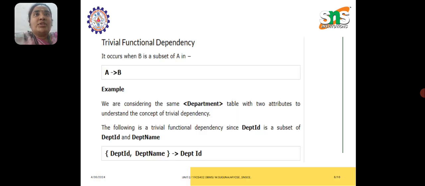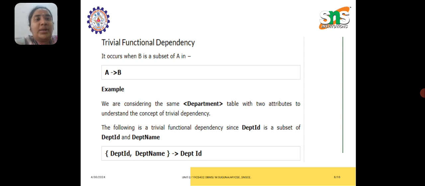A dependency that holds for all possible combinations of attributes in a relation. For example, dependencies that are inherently true and don't provide any meaningful information about the data. There is no meaningful information. Here are key points about the trivial dependencies.